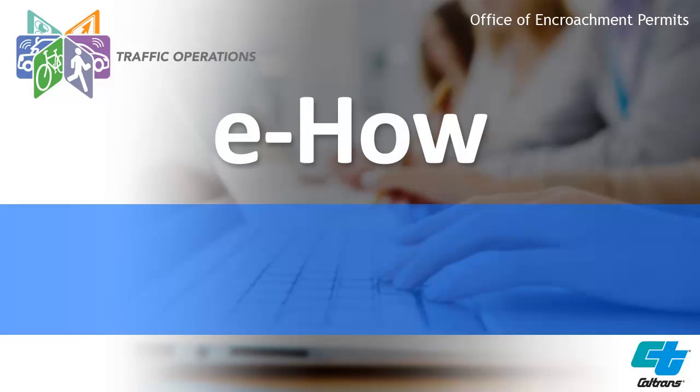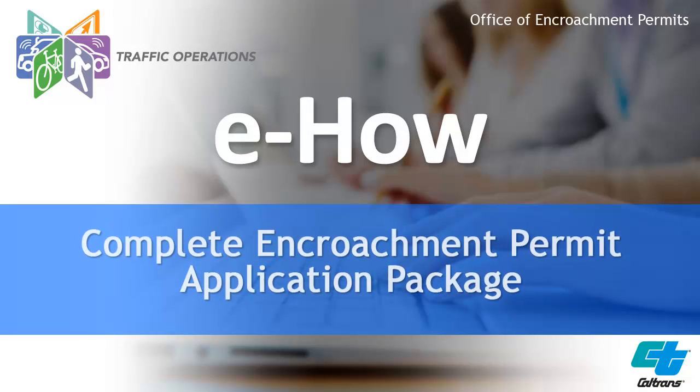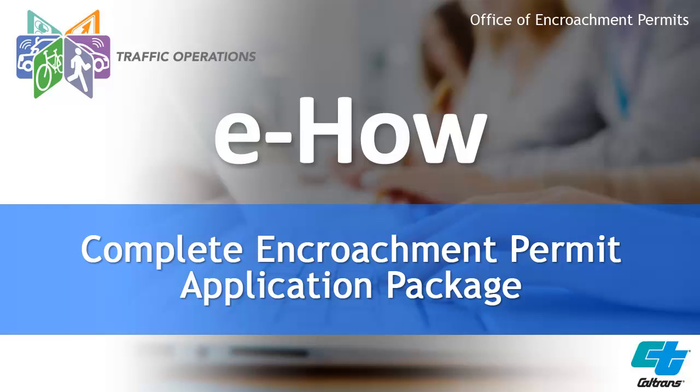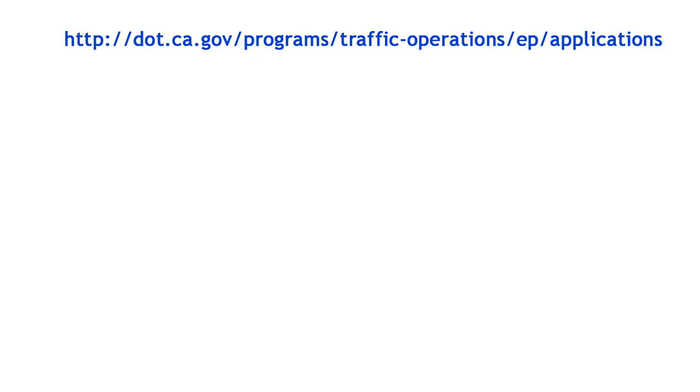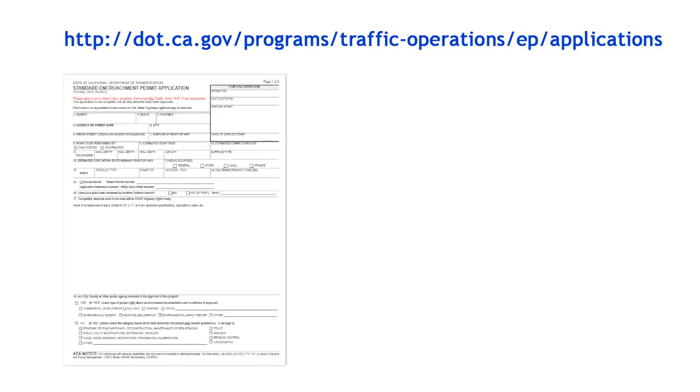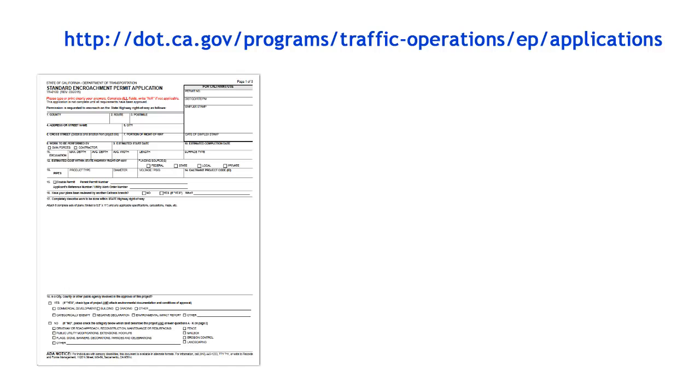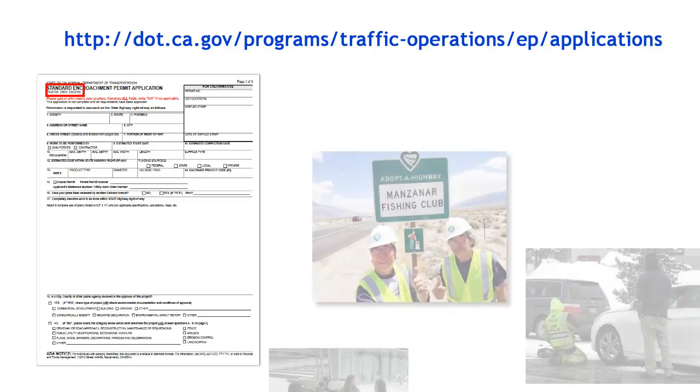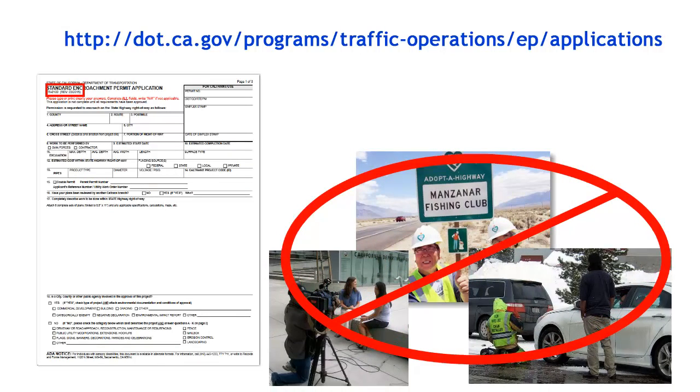Welcome to the Caltrans Division of Traffic Operations, Office of Encroachment Permits EHAU, on submitting a complete standard encroachment permit application package. This video assists in completing encroachment permit application form TR0100, and submitting a complete encroachment permit application package. This EHAU does not cover adopt a highway, chain installer, or filming permit application requests.